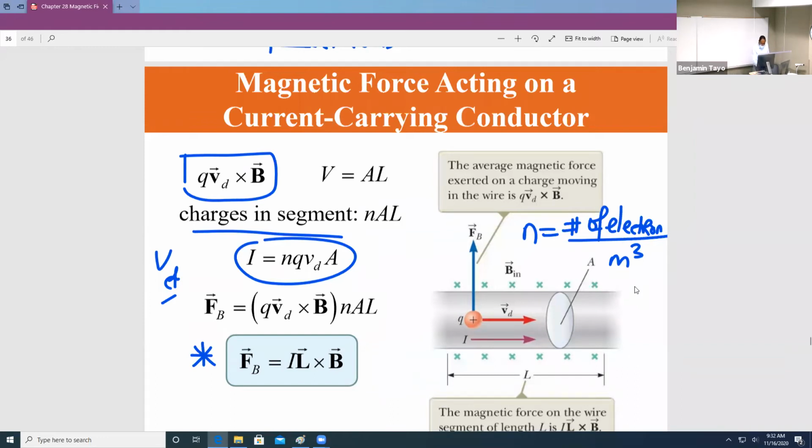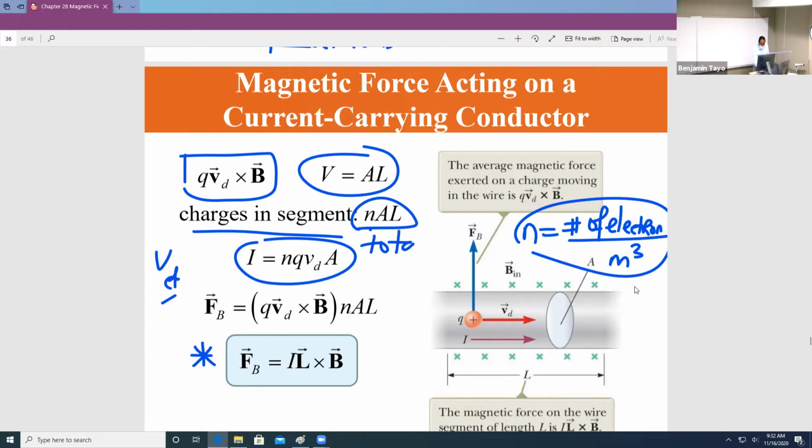So if this is the volume, and if this is the number of electrons per unit volume, if you multiply these two together, it gives you the total. So all of this is the total number of electrons. And so if this is the force on one charge, you just want to multiply by this to get the total force. So force on one charge times the total number of charges that I have in the system. Then you can rewrite this equation here.